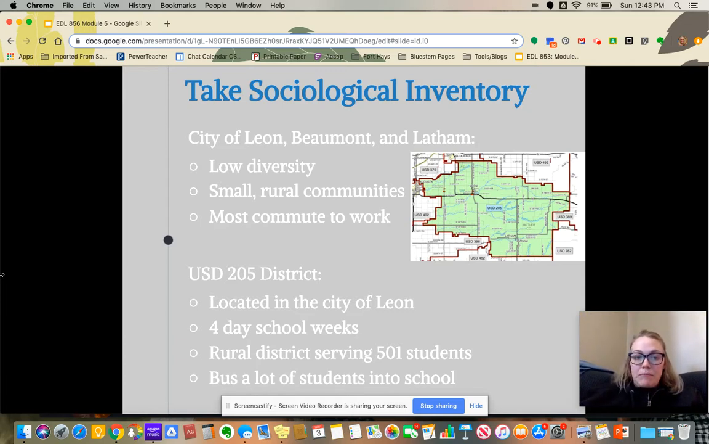But as a district, our school is located in the city of Leon. We do 4-day school weeks, 8 to 4 every day. We don't get a lot of Mondays off that most other districts do because we take that Friday off every week. We serve about 501 students. I think last time I checked, the elementary is bigger than the high school. And like I said before, we bus in a lot of our students to school.